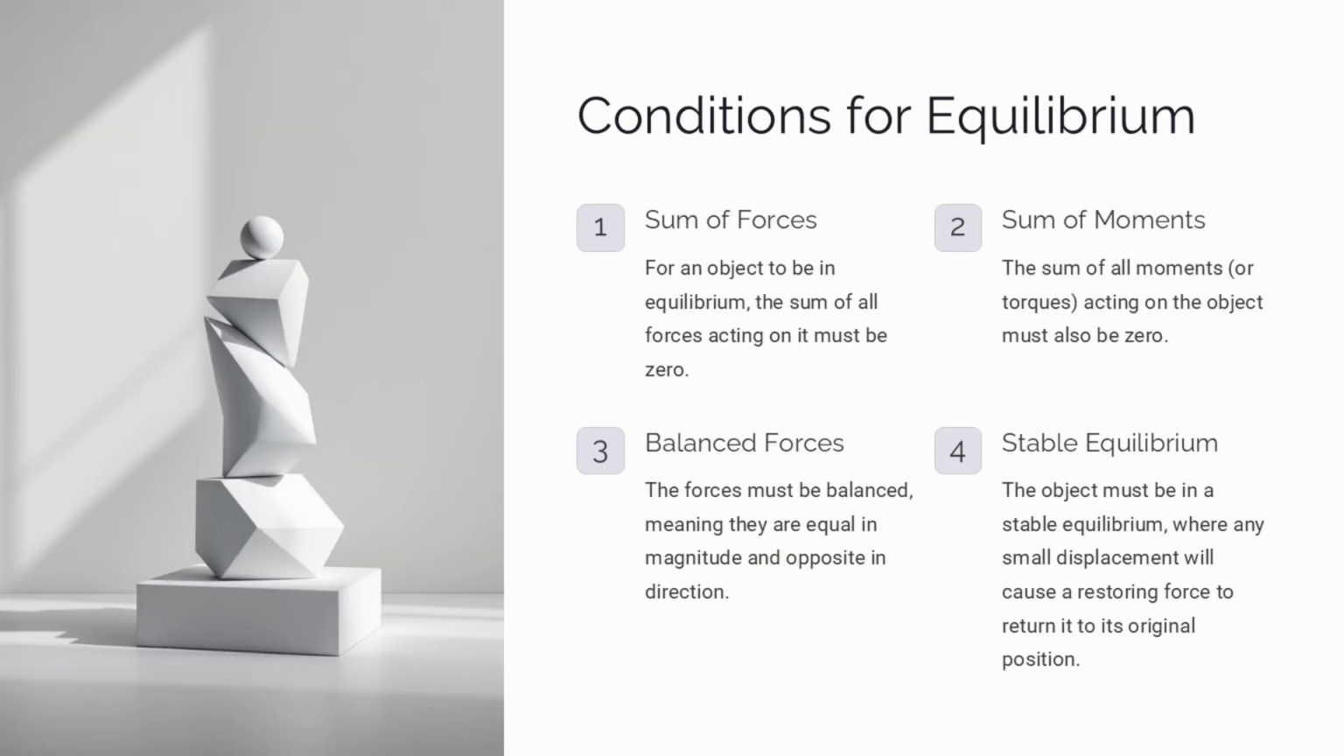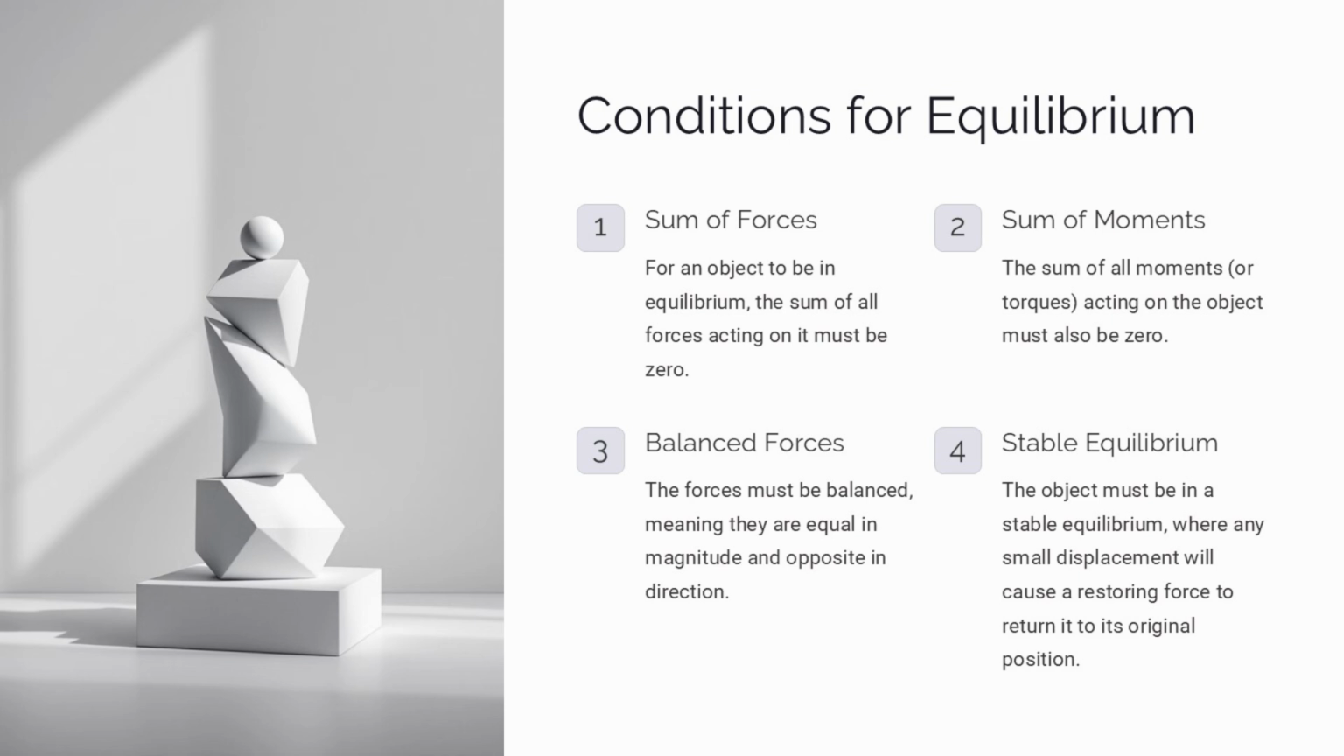The conditions for equilibrium are crucial for understanding how objects maintain a stable position. First, the sum of all forces acting on the object must be zero. This means the forces are balanced and in equilibrium. Second, the sum of all moments or torques acting on the object must also be zero. This ensures the object is not rotating or spinning.